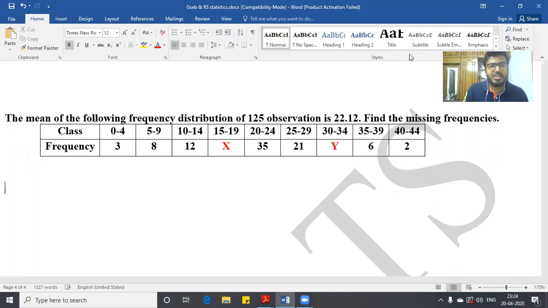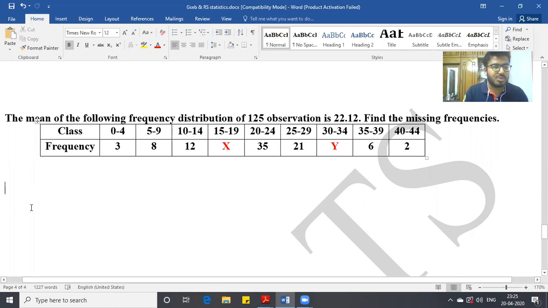Hope you have done your first exercise and completed the missing frequency of one type. Now today we are going to first discuss missing frequency. There are two terms missing. You can see here 15 to 19 we have written X and 30 to 34 we have written as Y. So two missing frequencies are there. One you already know how to find out. Now what you have to do when it is two.